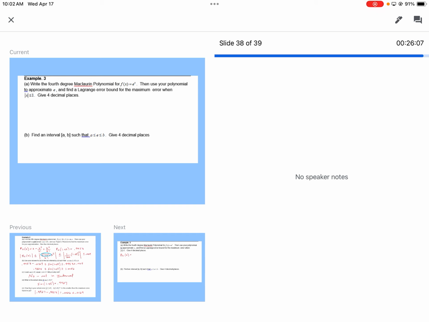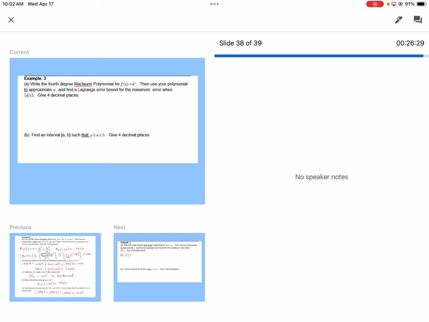Okay, sine was the odd one. Cosine was the even one. What was e to the x? All of them, and they were not alternating. So how does it start? 1 plus x plus x squared over 2 factorial, plus. Okay, now this one says 4th degree, so we go to 4 degrees.